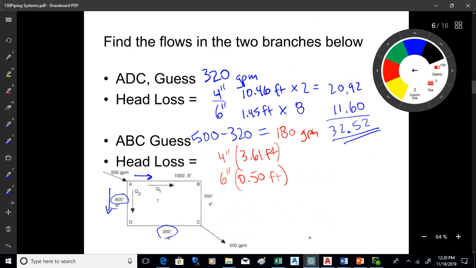Now, how much do I got? For 4-inch, I've got 500 feet. And for 6-inch, I've got 1,000 feet.